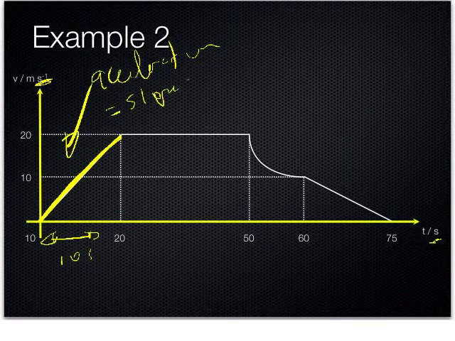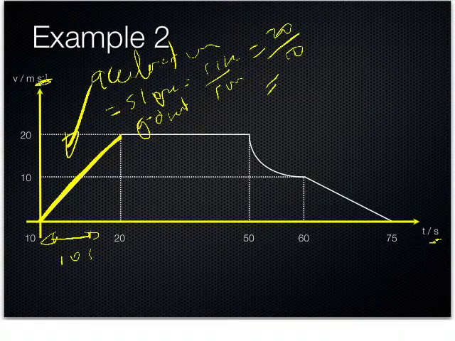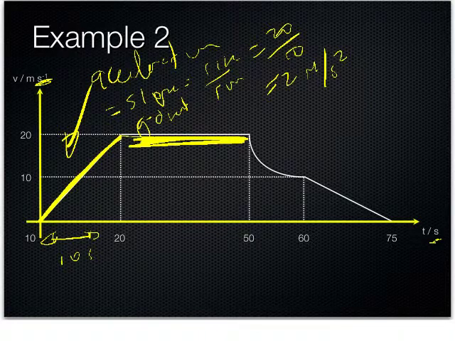So it equals the slope, which equals rise over run. Gradient is a better word. Okay, so that equals 20 divided by 10 equals 2 m/s². What's the acceleration here? Well, there's no gradient, we're not increasing our speed, so it must be 0 m/s². The other thing that we can work out is the distance, and that's from the area.